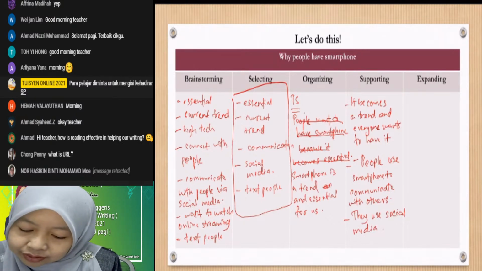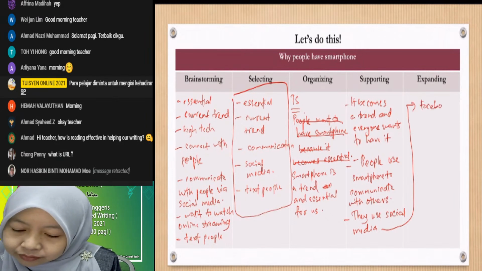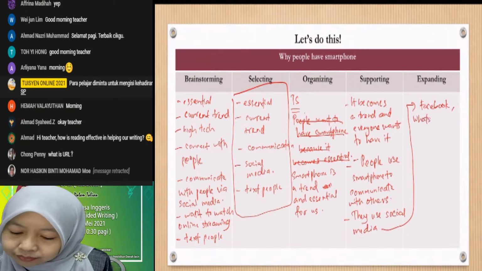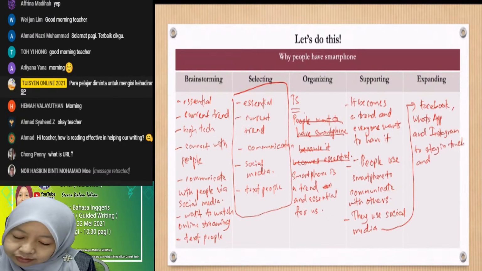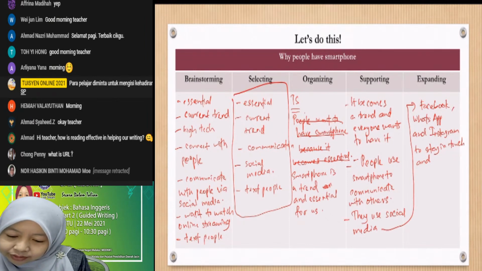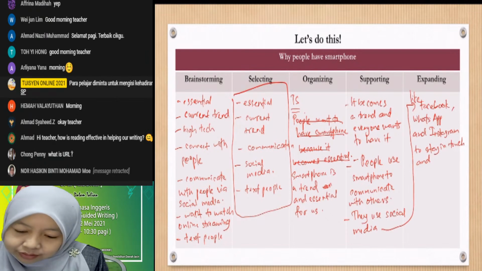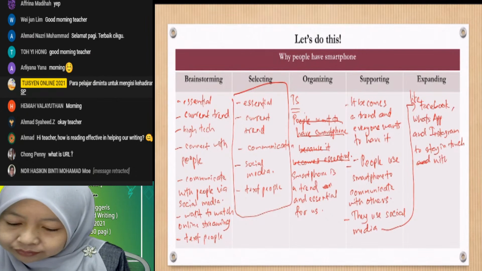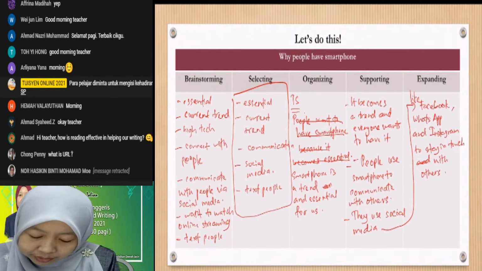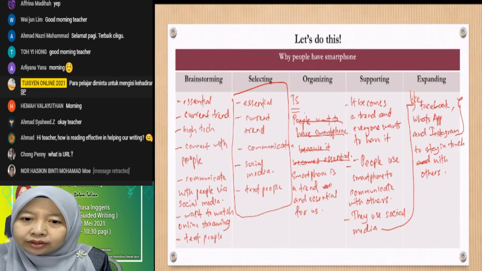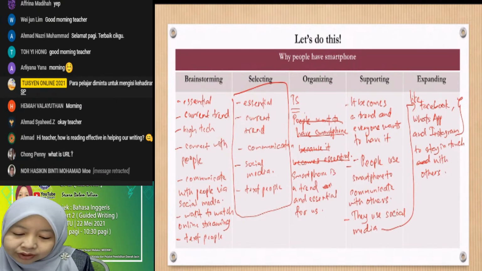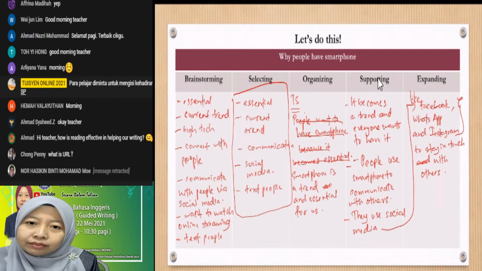Yes, social media like Facebook, WhatsApp, and Instagram to stay in touch. They use social media like Facebook, WhatsApp and Instagram to stay in touch with others. Okay, so under expanding part, I give examples of social media that people can access when they have smartphone. Okay, so how many sentences do I have? 1, 2, 3, 4 and 5.